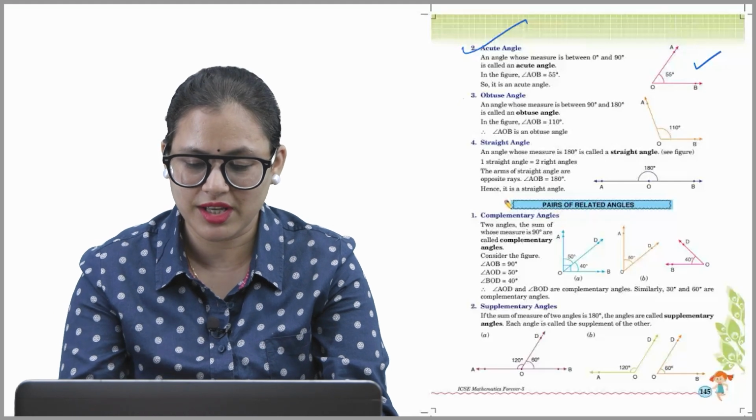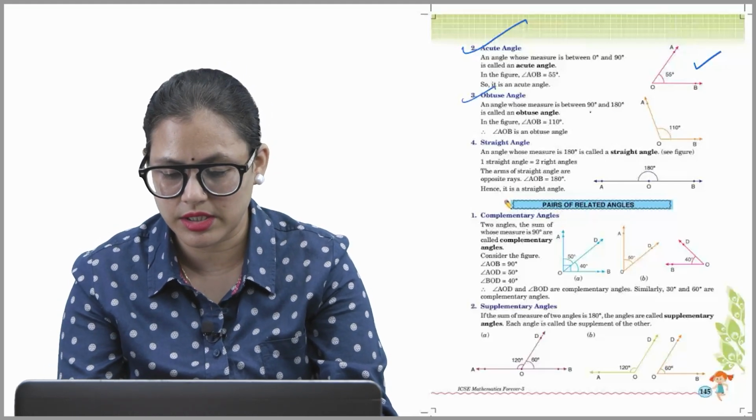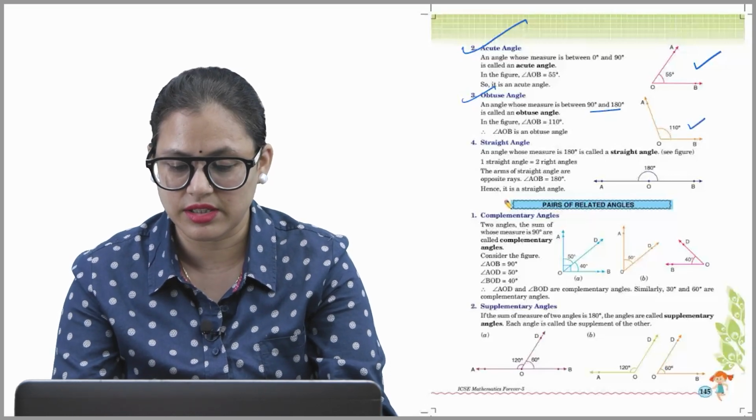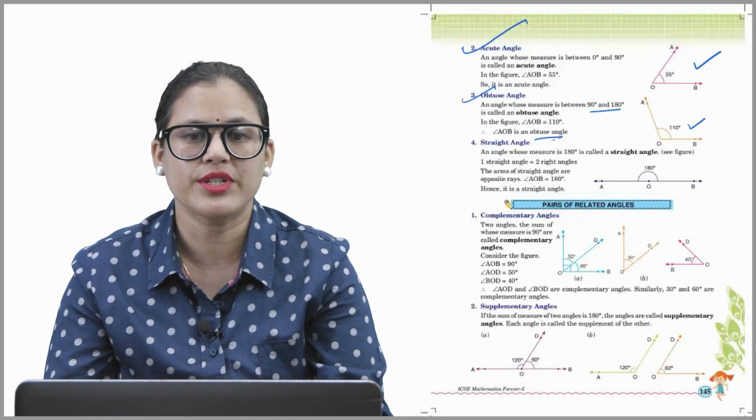Number 3, obtuse angle. An angle whose measure is between 90 degrees and 180 degrees is called an obtuse angle. In the figure, angle AOB is 110 degrees. So, angle AOB is what? It's an obtuse angle.